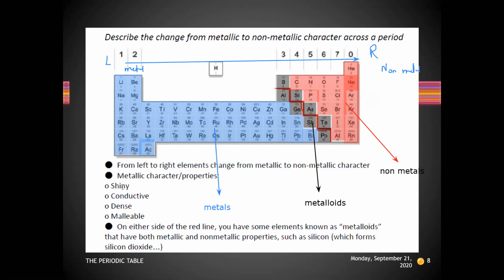And what is metallic character? It means shiny. Conductivity means conducting heat and electricity. Density. Malleable and ductile. Malleable means you can hammer them into shape, and ductile means you can stretch them into wire. So I want you to copy this part. Moving from left to right, the metallic character changes to non-metallic character.